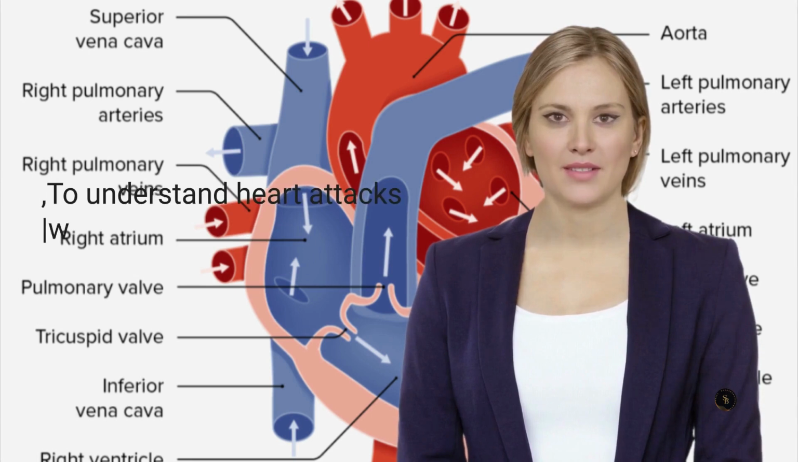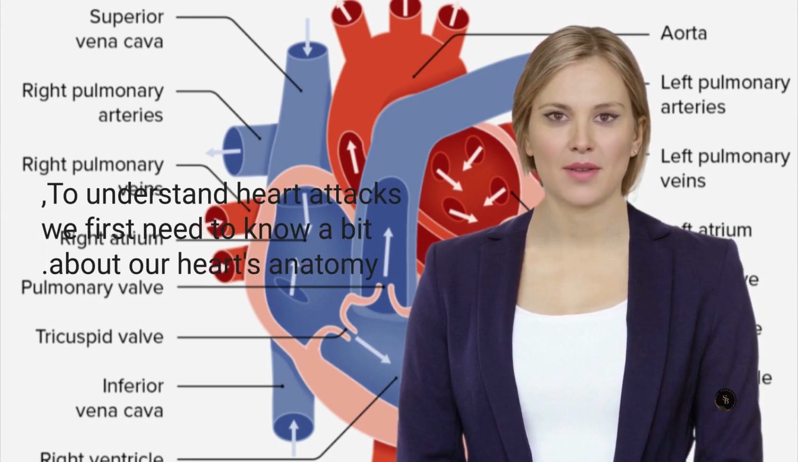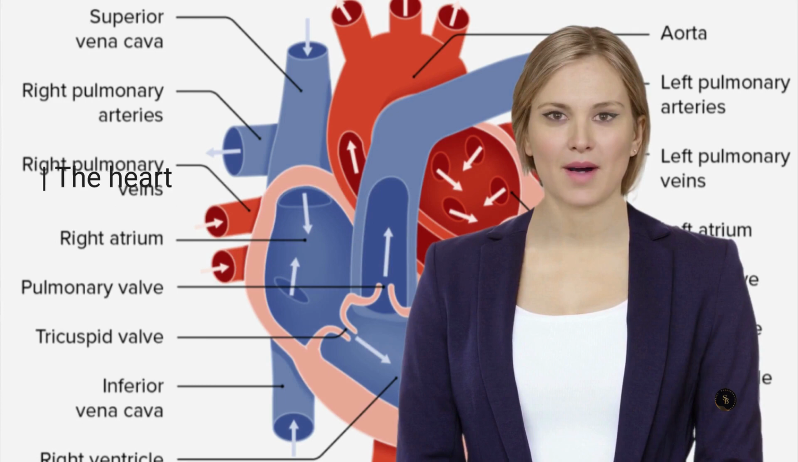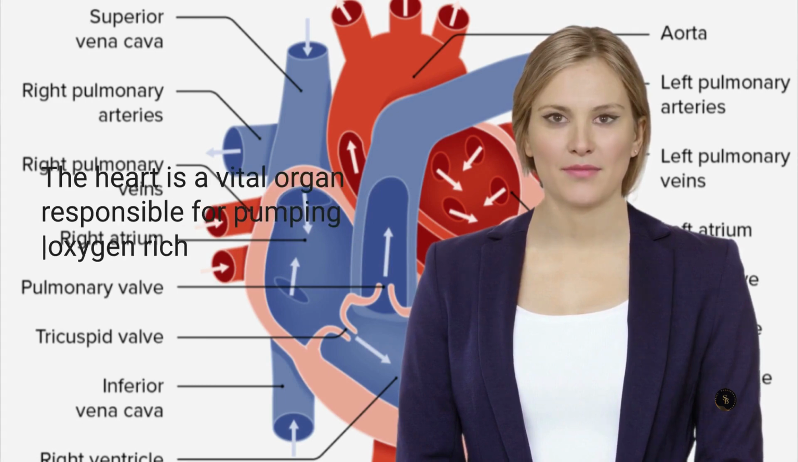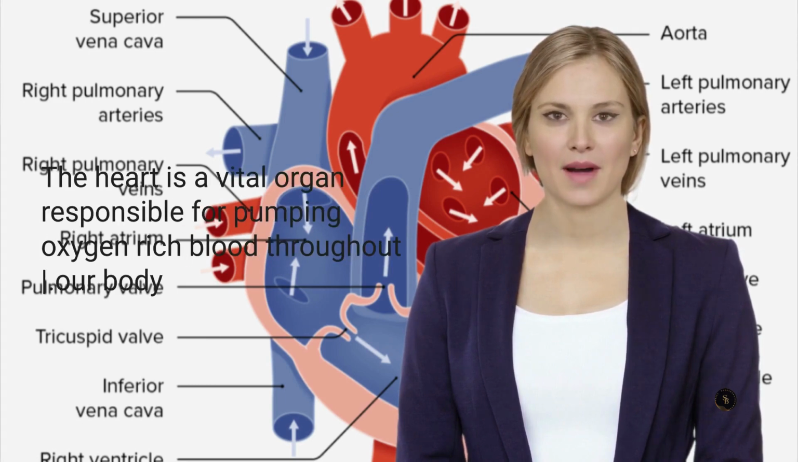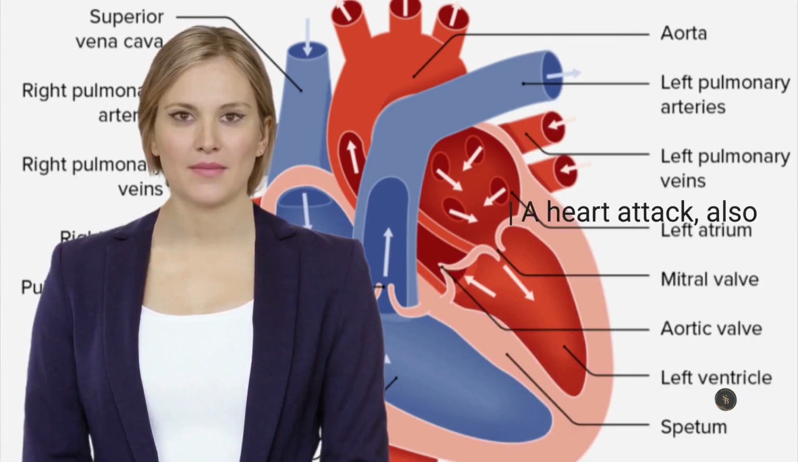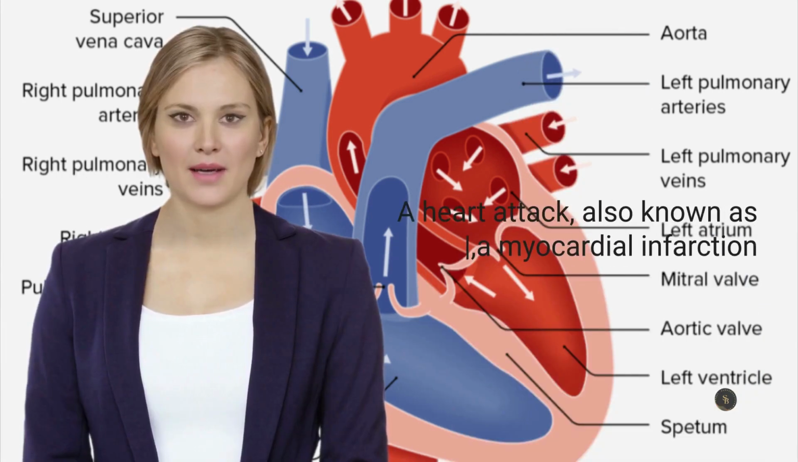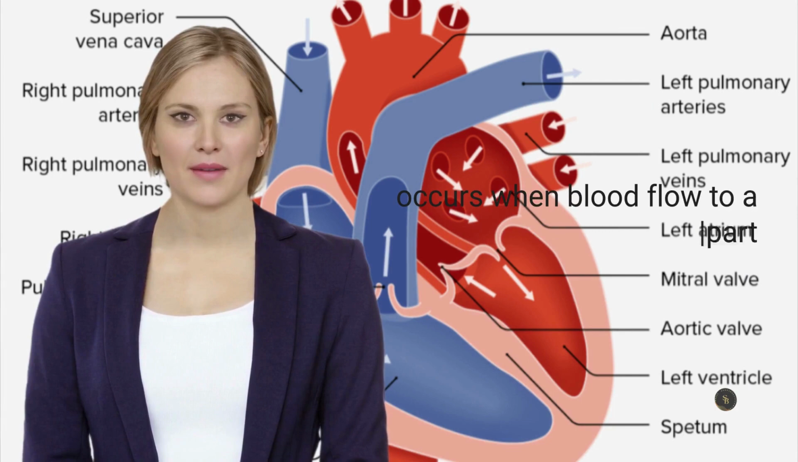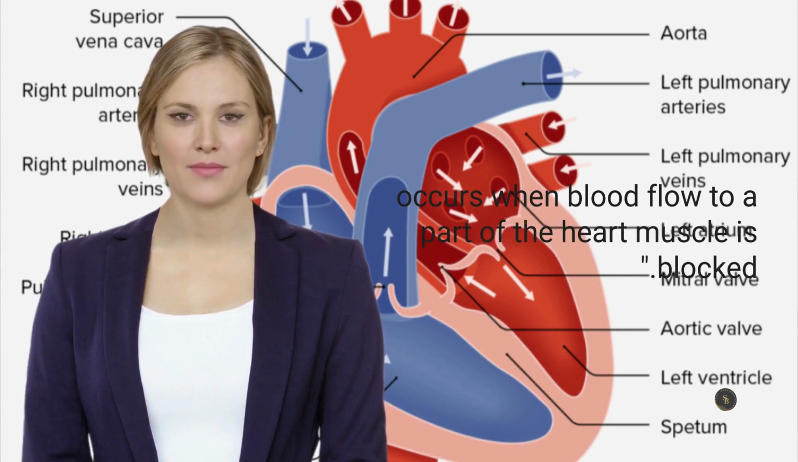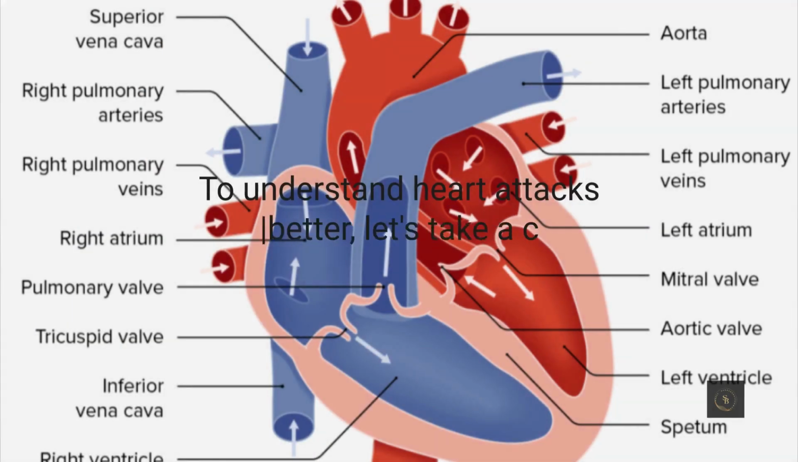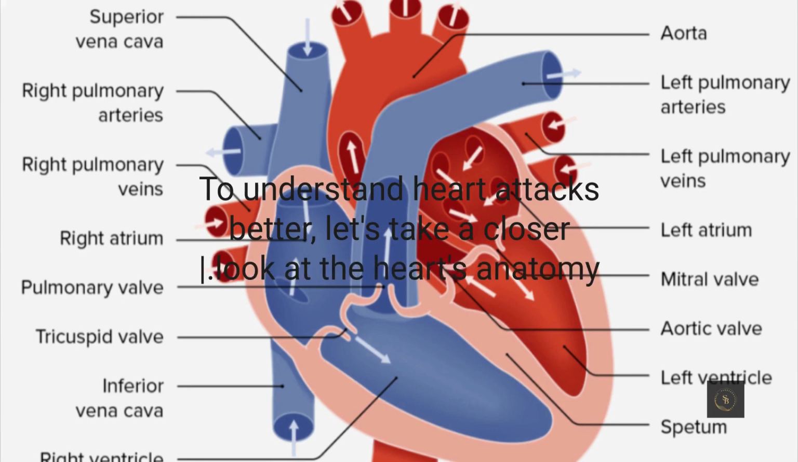To understand heart attacks, we first need to know a bit about our heart's anatomy. The heart is a vital organ responsible for pumping oxygen-rich blood throughout our body. A heart attack, also known as a myocardial infarction, occurs when blood flow to a part of the heart muscle is blocked.